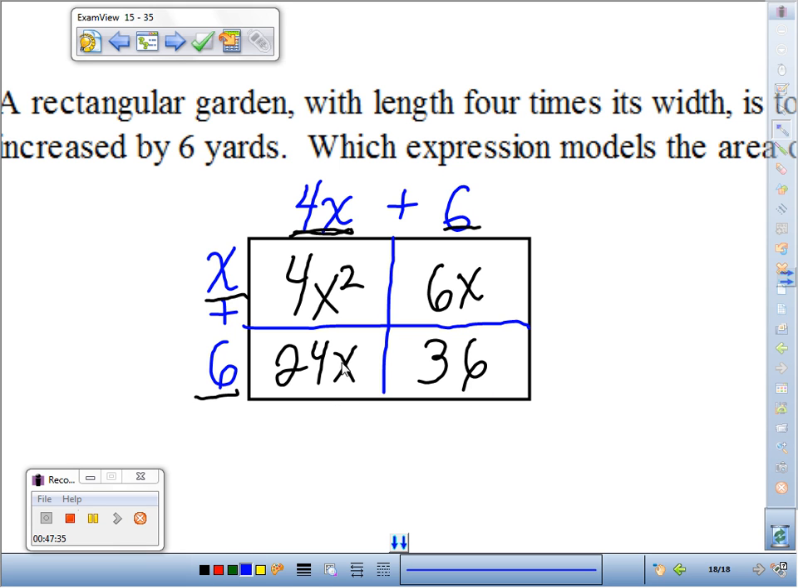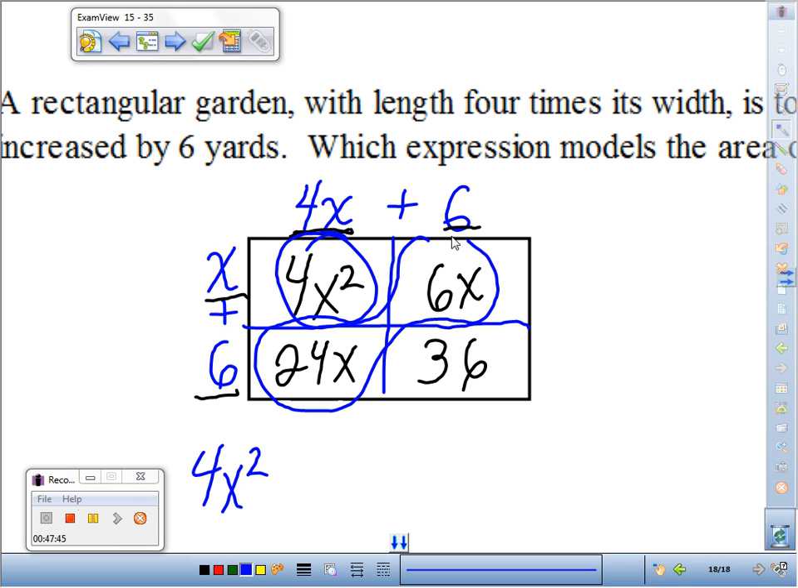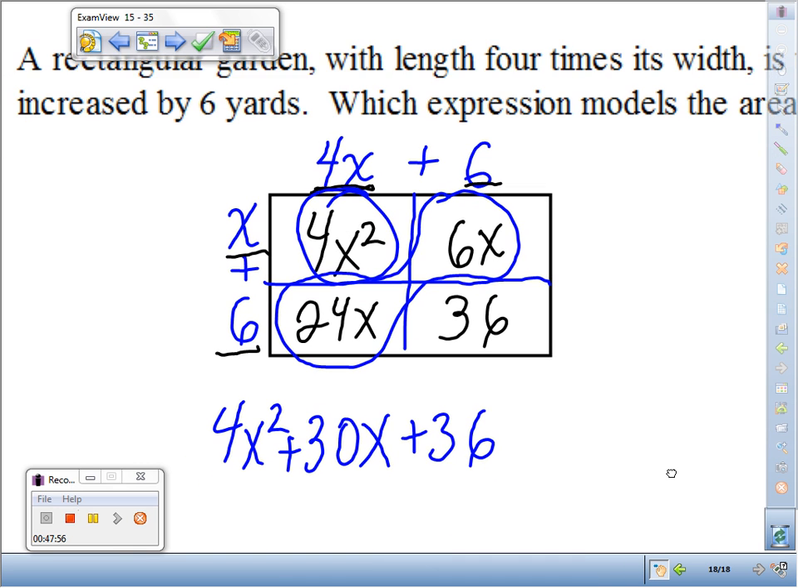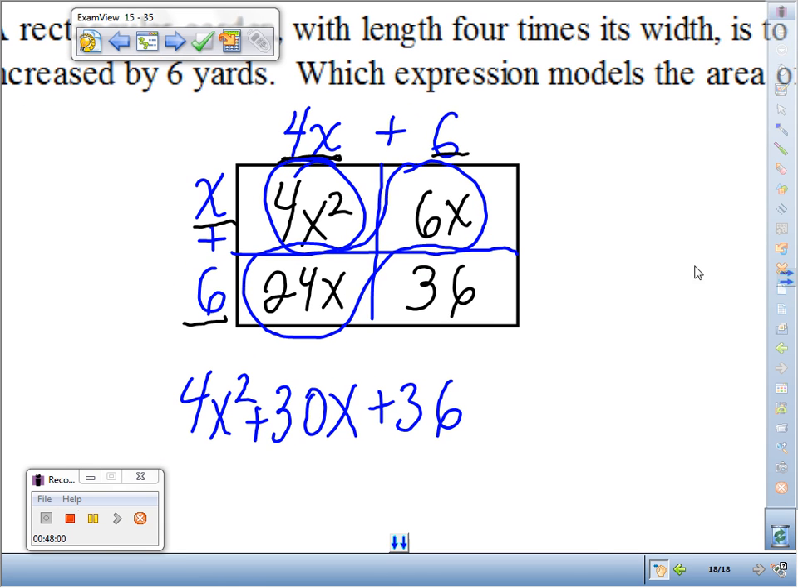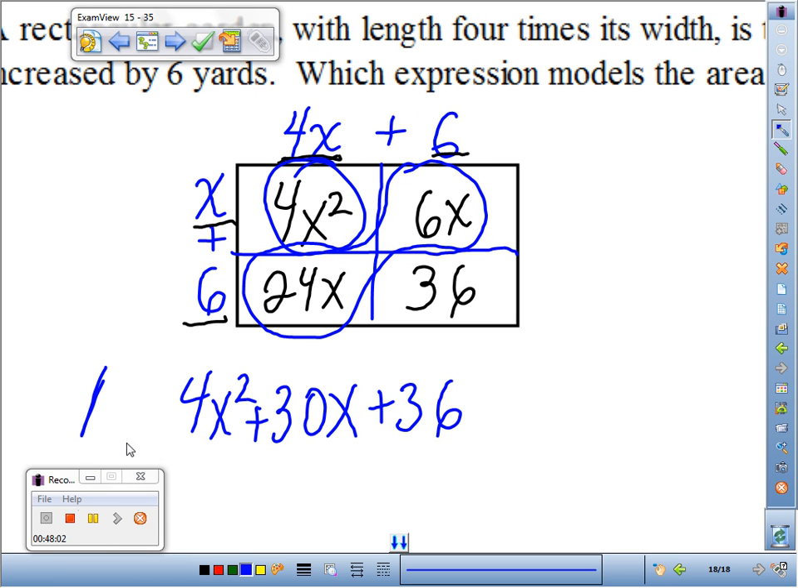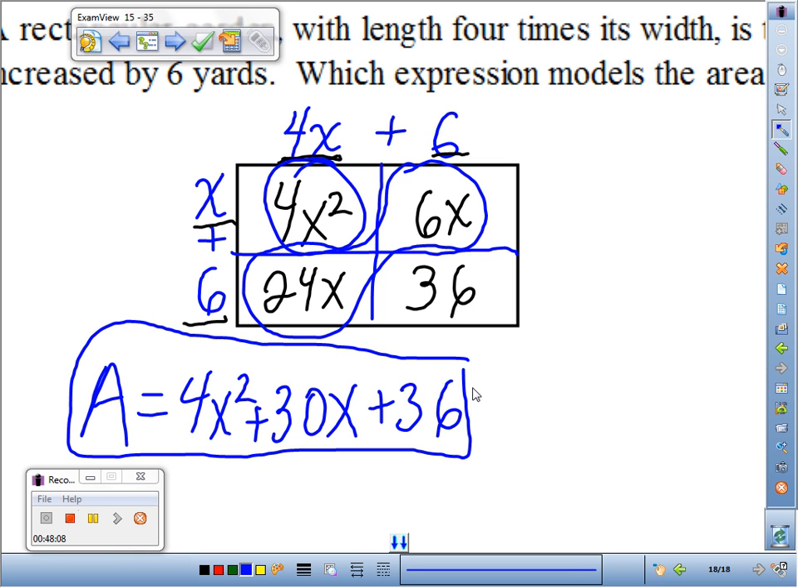And here goes, Taylor C. Let's see if it works. This one, we write it first right here, 4x squared. You draw your peanut right here. It's x. What is 24 plus 6? That is 30, and it's a positive. And we bring down the plus 36. However, are we done? No, it says which expression models the area. That means you need to write area equals. And we're done.